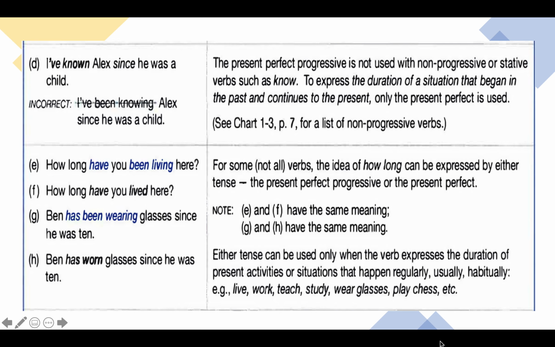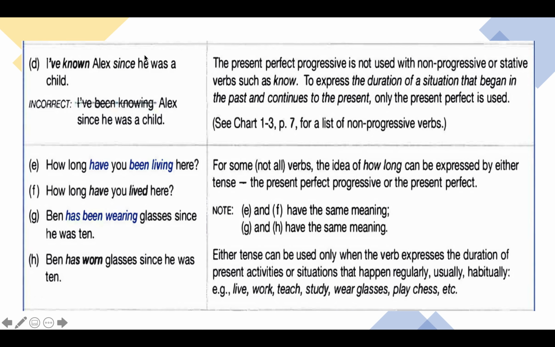Like in here, I have known Alex since he was a child. So it started in the past and continued until now. And we want to use, for example, present perfect progressive. You want to say I've been knowing Alex. No, this is incorrect because the verb know is a stative verb. It can't be used in the progressive tense. So we simply say I have known.